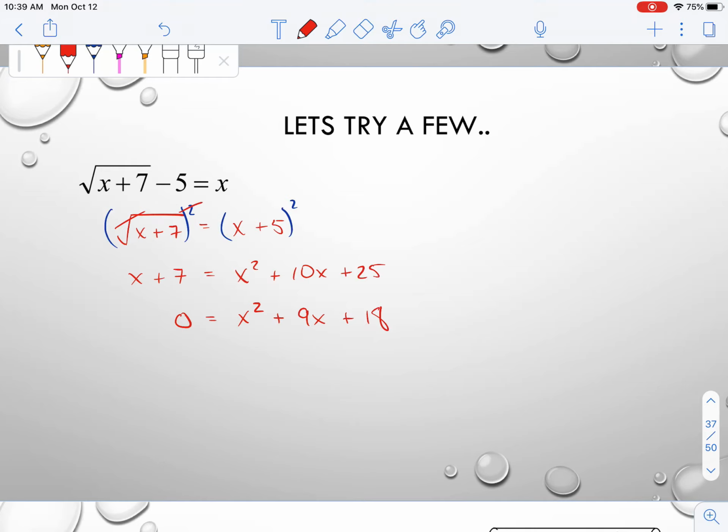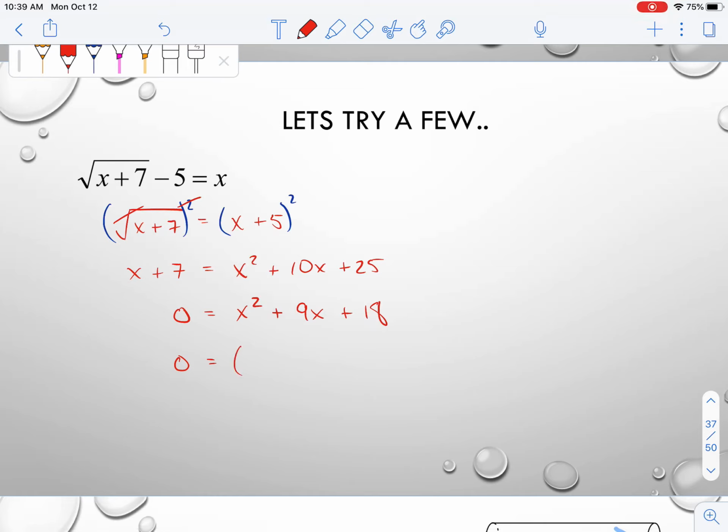So I need two numbers that multiply together to give me 18 and add to 9. Those numbers are going to be 3 and 6, which are going to give me two solutions of x equals -3 and x equals -6. So let's go back to my original equation here, and let's try these and see if they actually work.